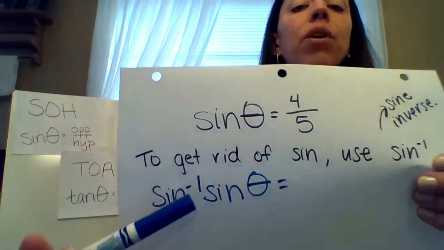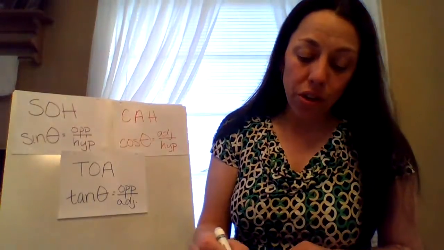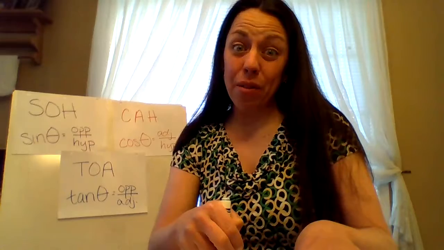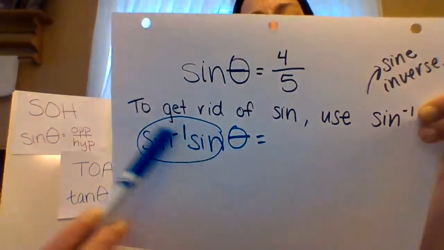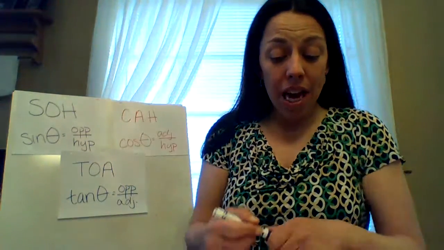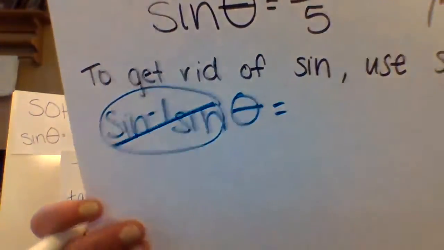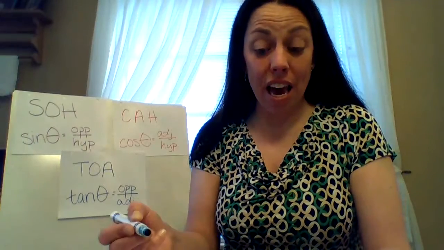I wrote sine inverse and then I wrote sine right next to each other. Whenever I write these two right next to each other, by the way, it has to be sine and sine inverse, okay? So just heads up for the next few examples. If sine and sine inverse are right next to each other, they cancel each other out. And if they cancel each other out, guess what I'm left with? Just theta, which by the way represents the angle.